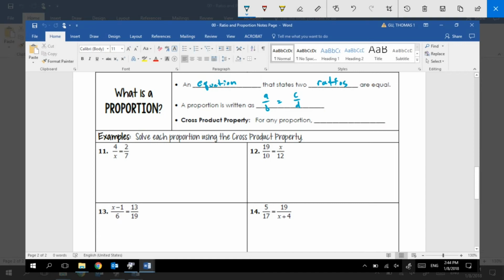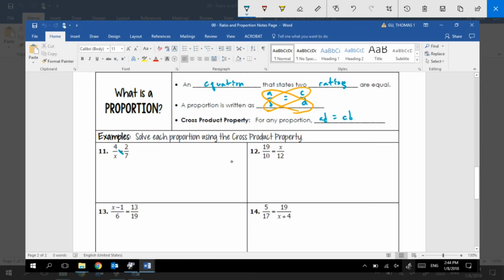So for any proportion, you can use the cross product property. For any proportion, you can multiply, and it's going to say AD equals CB. So you pretty much just cross multiply. Okay, so AD equals CB, just multiply those together. So let me show you some examples of these proportions. It's very simple. So let's look at number 11. All you got to do is multiply in a cross. That's why it's called a cross product.